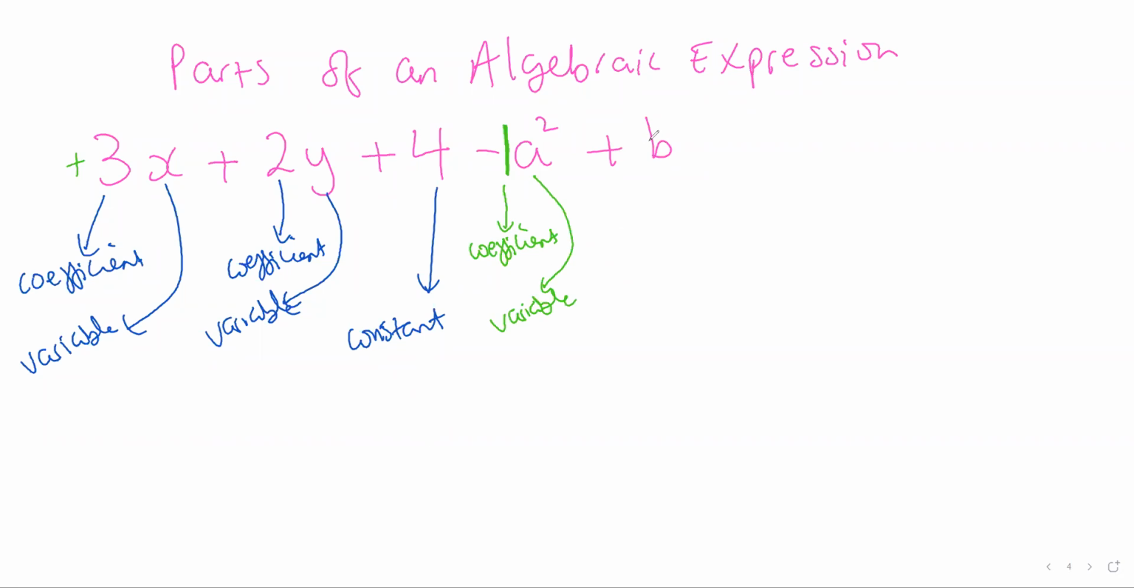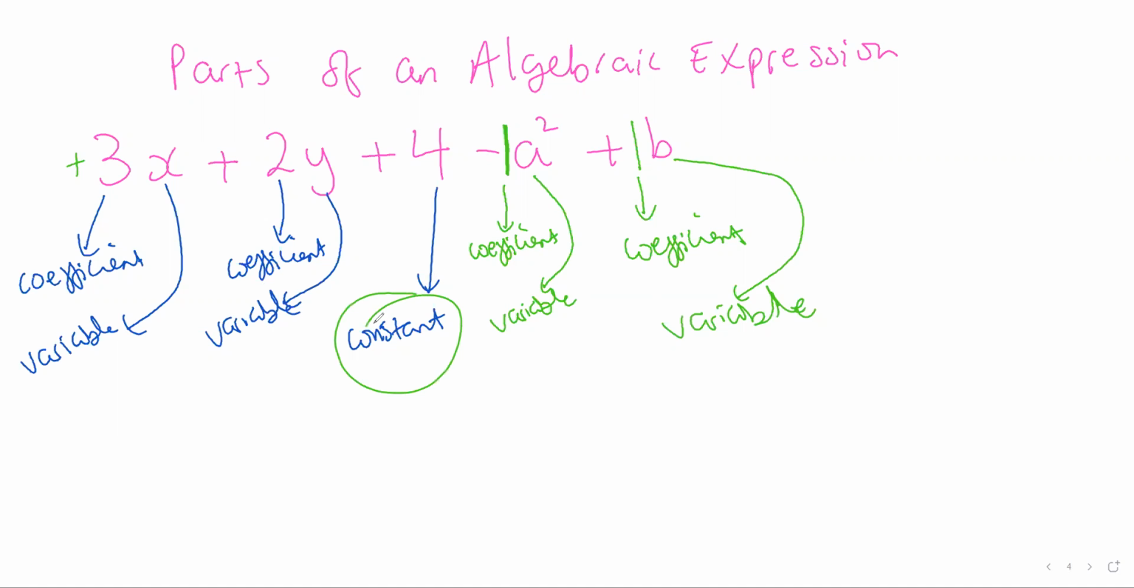Same thing here, plus b, right? B doesn't have a number in front of it, it's understood to be 1. So 1 is the coefficient, and b is the variable, right? So this is what makes up an algebraic expression: coefficients, variables, constants, and we only have one constant here. But constants are part of our expression as well.